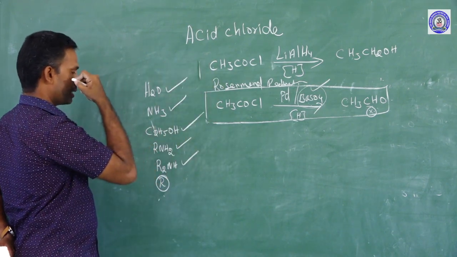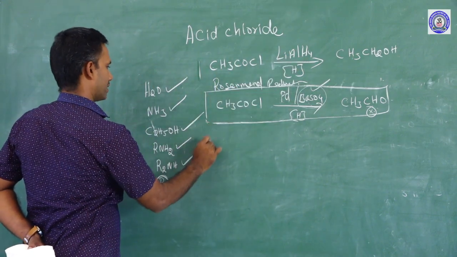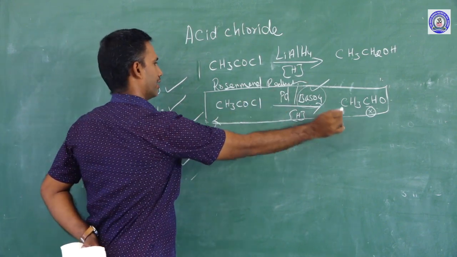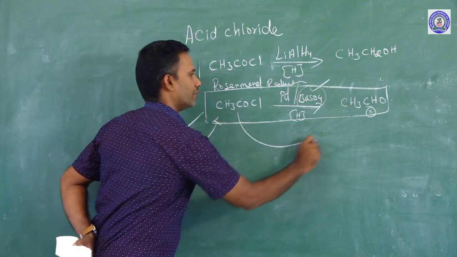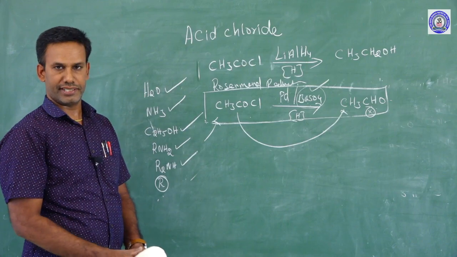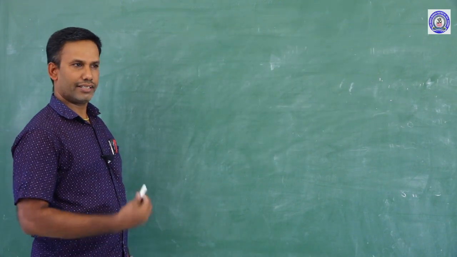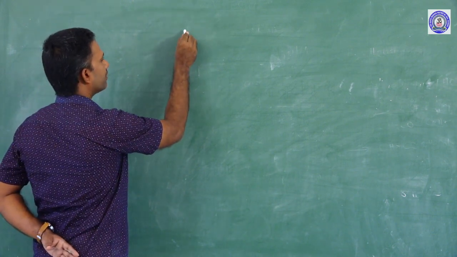One is ordinary reduction, where we get alcohol. The special type of reduction of acetyl chloride is the Rosenmund reduction. As a result, we get acetaldehyde. The acid chloride is converted to aldehyde. That's all about the properties of acid chloride. Let us see the preparation and properties of acid anhydride.